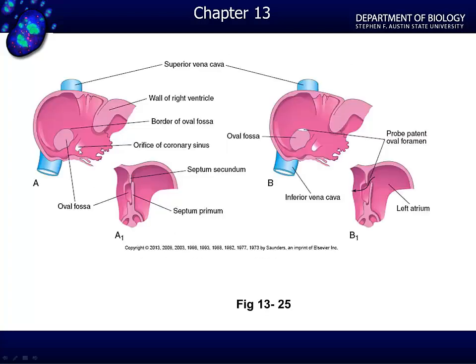So in this illustration on the left, we can see the normal closed fossa ovalis. And in this case, simply because of the failure of either the septum primum or the septum secundum, or maybe the apoptotic events led to a larger than normal foramen ovale, we're going to have a slight opening that remains, and you can see that very slight opening, the probe patent foramen ovale.